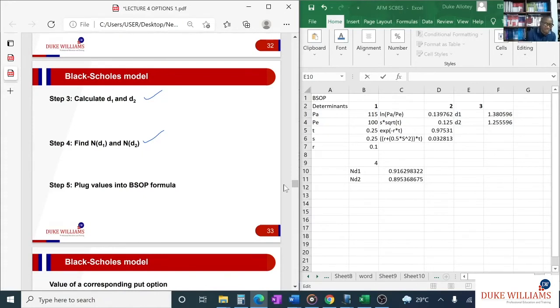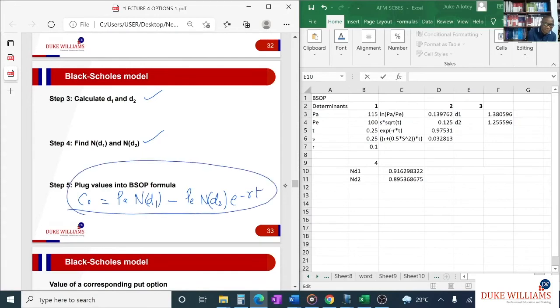And in the formula, it says the value of a call option is equal to the price of the underlying asset, ND1, then take away the exercise price, ND2, multiplied by the exponent of this. Very, very interesting. That is what the value of a call is using the BSOP model.